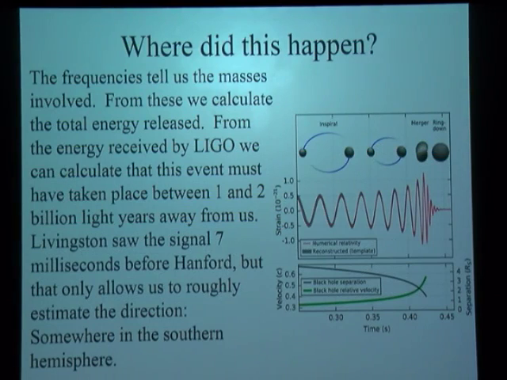Everybody wants to know, where was it? Well, the frequencies of the orbits and how fast they got faster and faster tell us the masses of the black holes involved. From there, we can calculate the total energy released, and then we calculate how much of a wiggle we noticed here on Earth. Very, very small. And so we can calculate that this must have taken place between 1 and 2 billion light years away from us. So this is an incredibly distant thing.